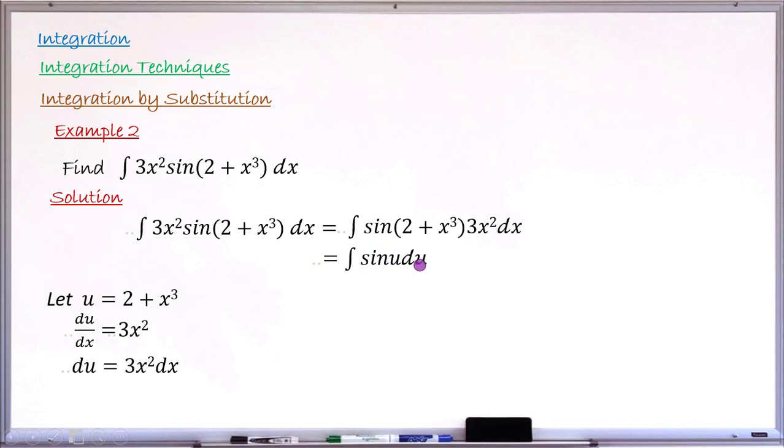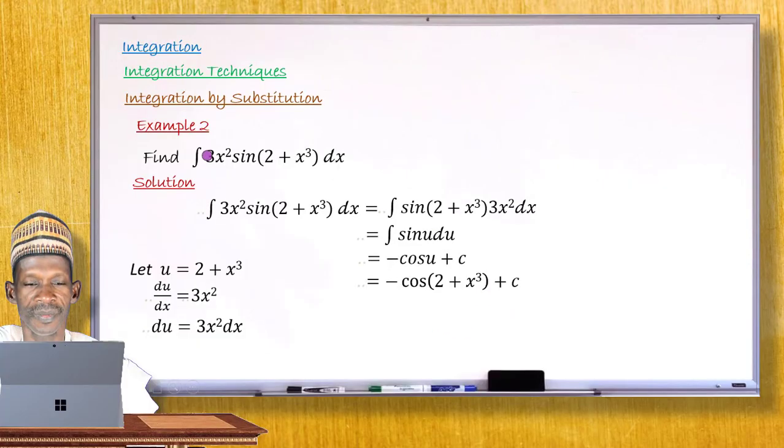So let me move on. The integral of sine, which we said is minus cos. So my integral of sine u is now going to be minus cos u, then plus the constant of integration. So what remains is to substitute your u back with 2 plus x cubed. So I'm going to have minus cos inside the bracket 2 plus x cubed, then plus the constant of integration. And this is the integral of this very function.